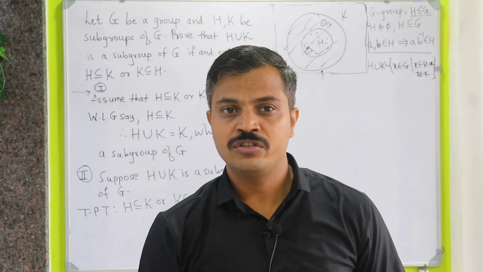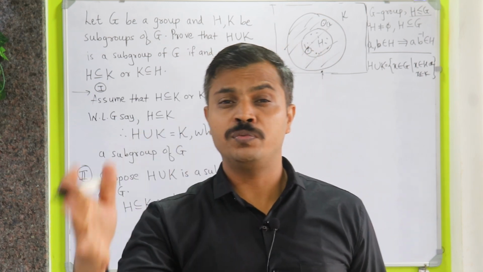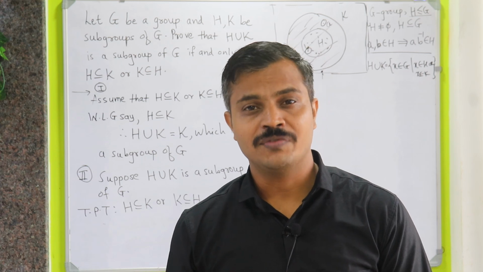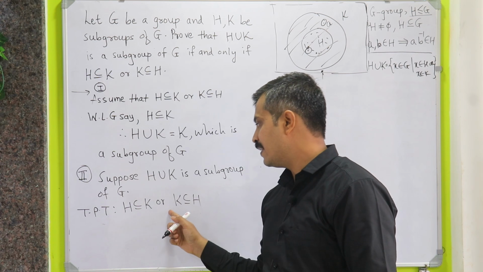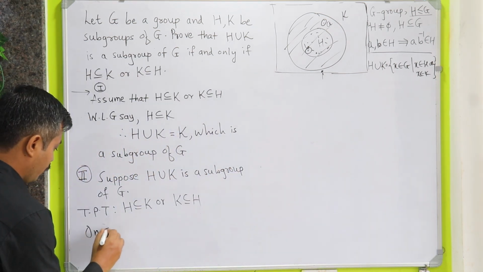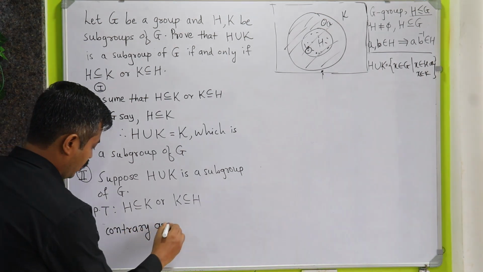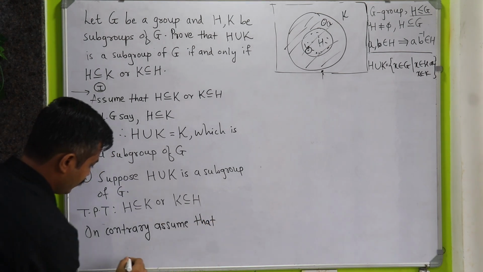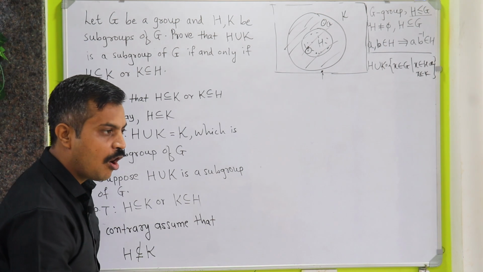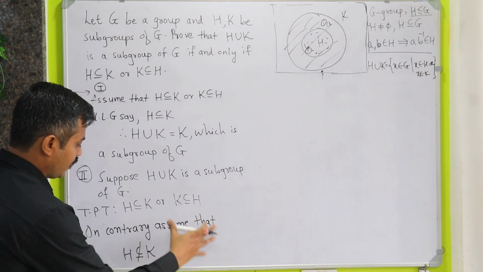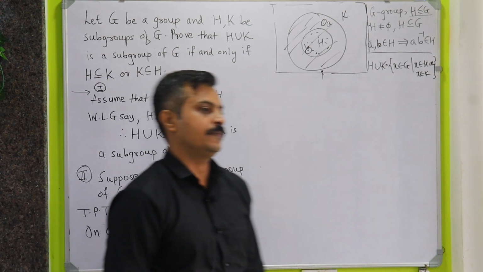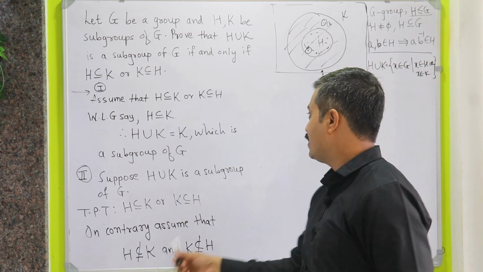Now what is a proof of contradiction or proof by contradiction? So whatever we have to prove, we will assume that that is wrong, and somewhere later on we will get a contradiction. So let us assume that this doesn't happen. This doesn't happen means what? What is a contradictory statement to this? So I'll say, on the contrary, assume that H is not a subset of K. Remember, a contradictory statement to OR is AND, right? So on the contrary, assume that H is not a subset of K and K is not a subset of H, like this.